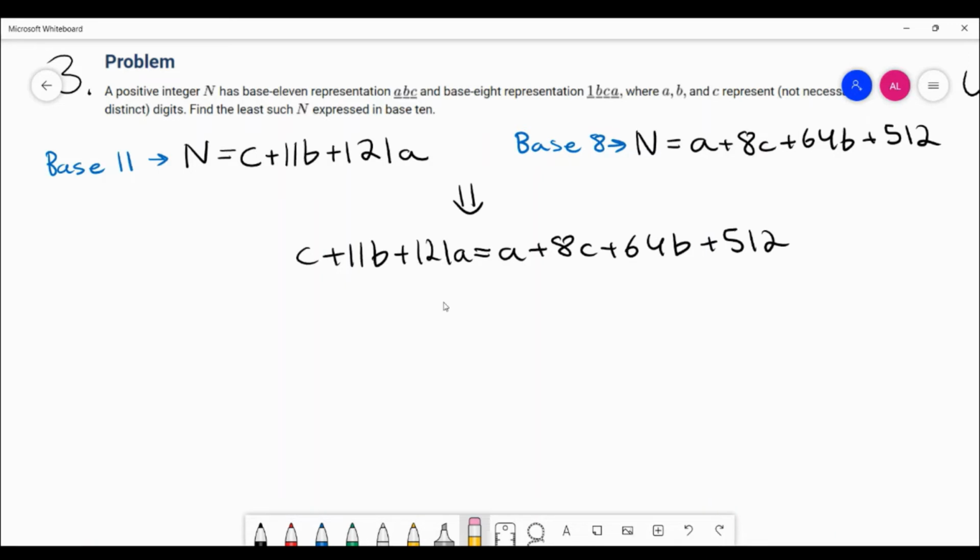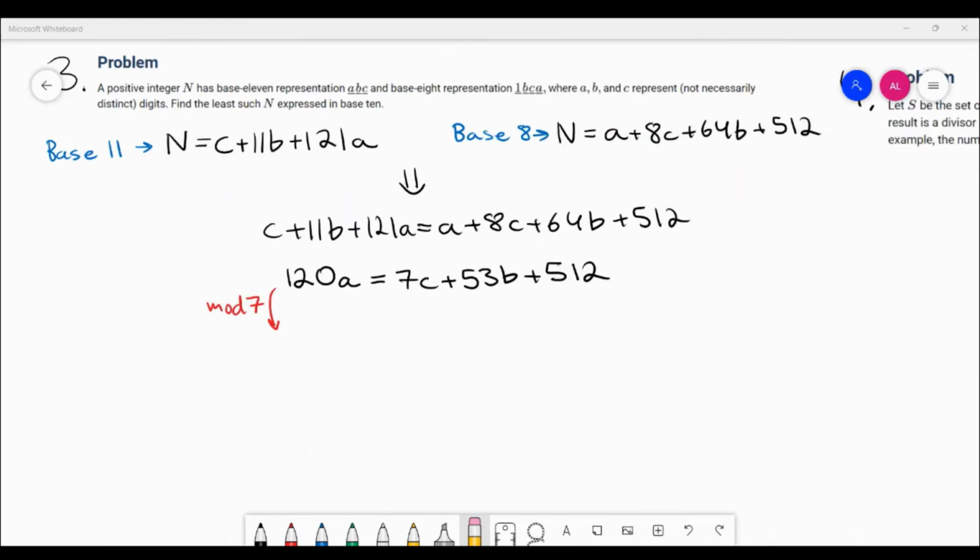And what is our goal in general? We want to find the least such n. So we want to basically minimize n. So let's just try to find a, b, and c. We have this equation right here from equating the two sides. And we can take both sides mod 7.